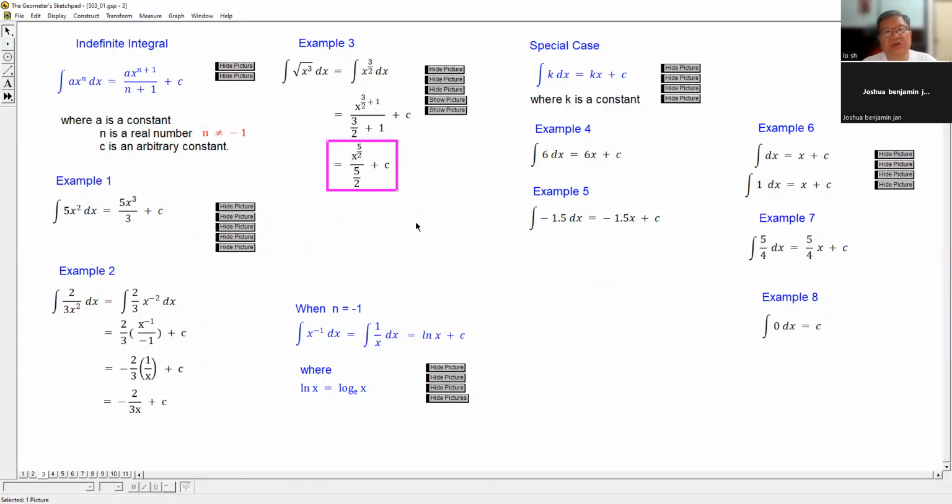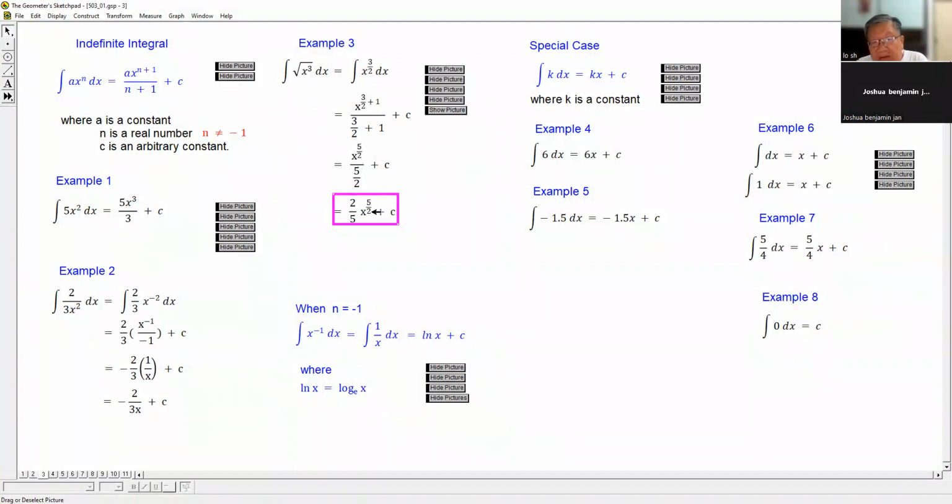Not good enough, you still need to simplify. Now, how to simplify? Divide by 5 over 2 means multiply with 2 over 5. So multiply with 2 over 5. Is that okay with you? Yes. Okay. So far, we have simplified the number part.